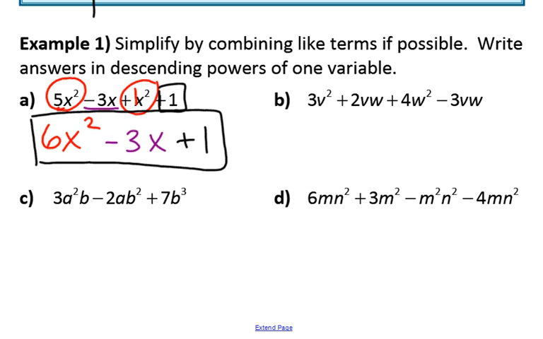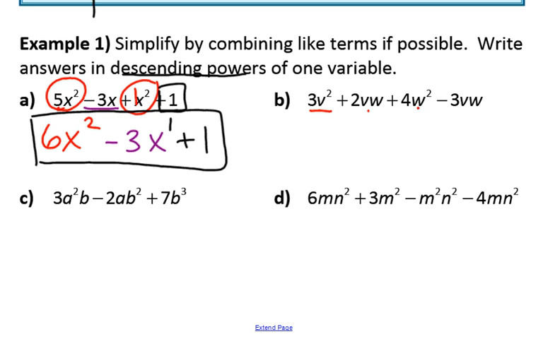And I want you to see that this is written in descending powers. So the x squared comes first. Then the x comes next with an exponent of 1, and then the last thing that I write is something that has no exponents or variables at all. Okay, so let's try part B, and I'm going to use my colors again. I'm going to start off, the first term is v squared. So I'm going to look for another v squared. The next one is VW, not v squared.